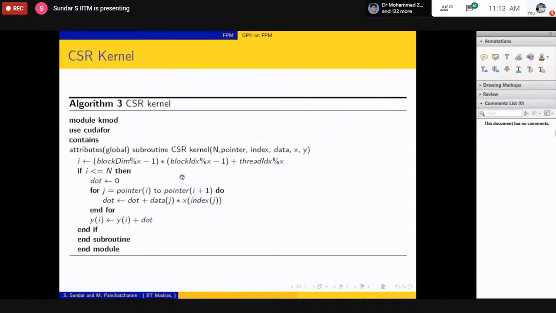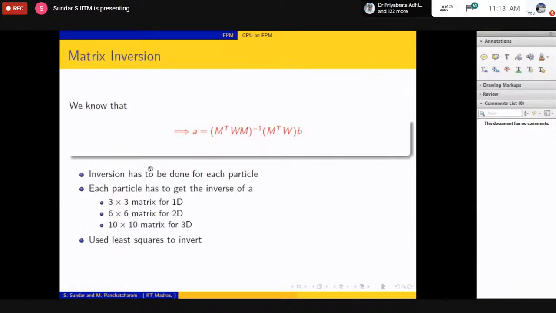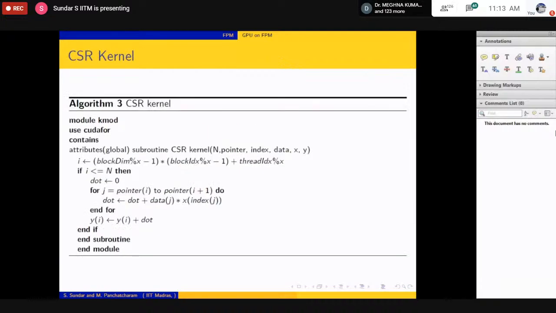So I need the corresponding GPU algorithm for this, because all this CSR compact storage I am doing in my CSR kernel. I am doing it in my GPU.